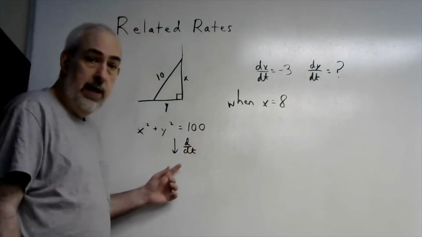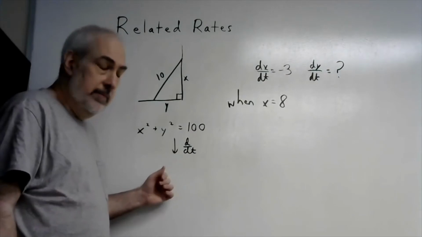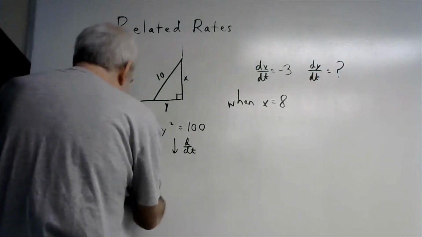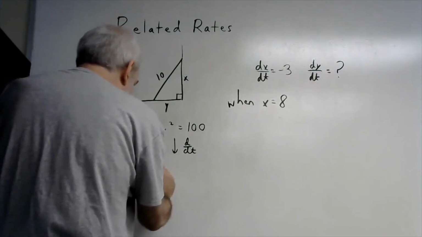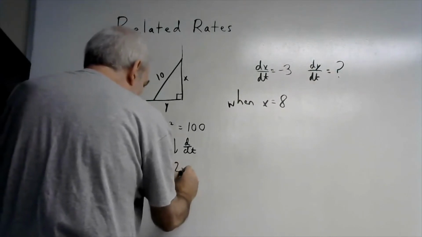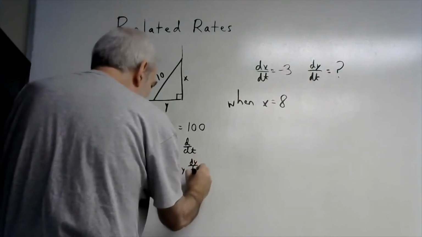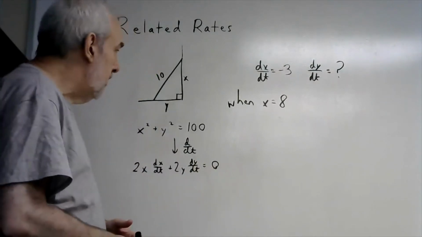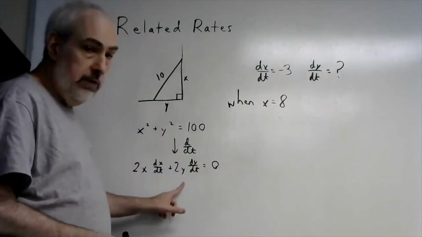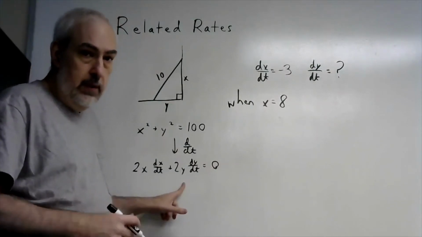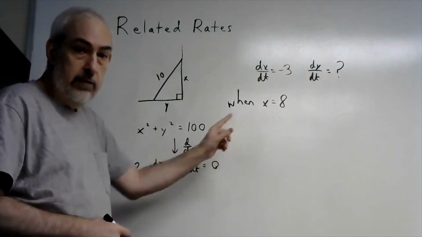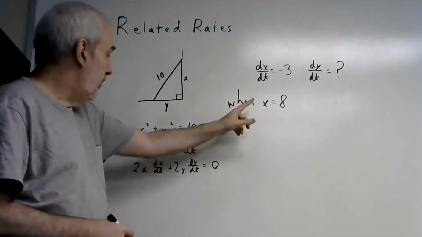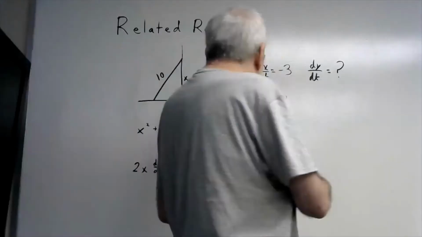I'm just going to put this little arrow in d/dt. So the left side becomes 2x dx/dt plus 2y dy/dt. And then the derivative of 100 is 0 because it's a constant. Okay. We're going to need to solve for y before we can plug in and finally get our answer. We know x, but we don't know y. So plug x in here to solve for y.